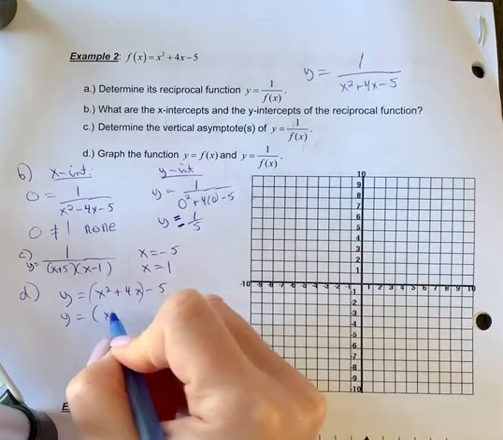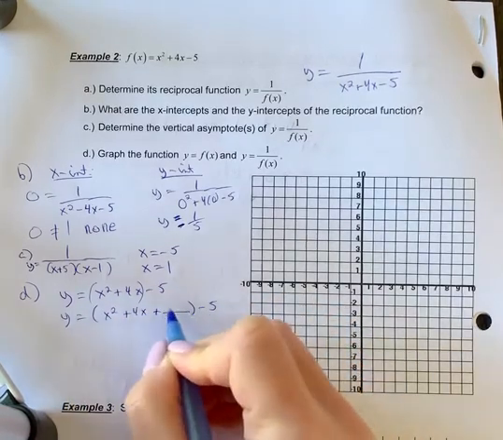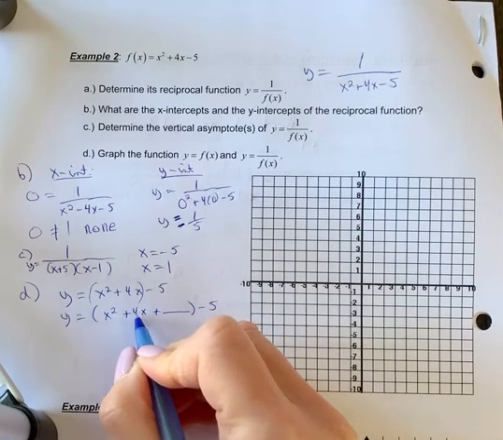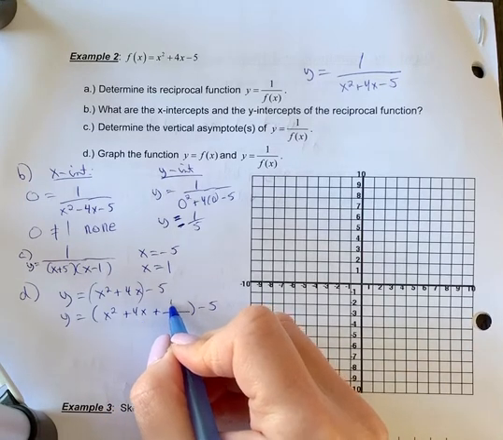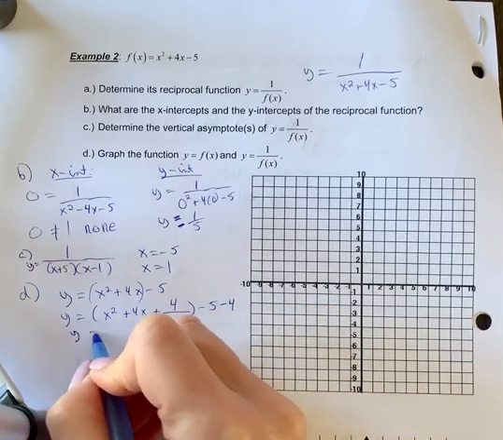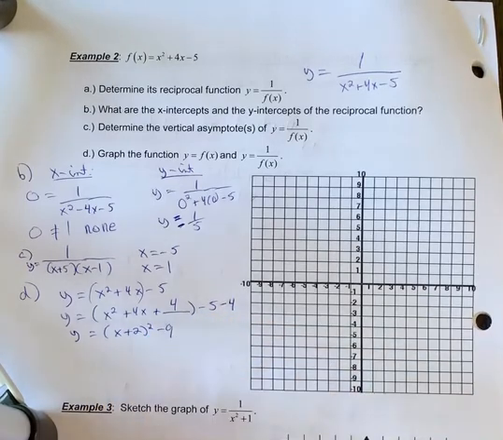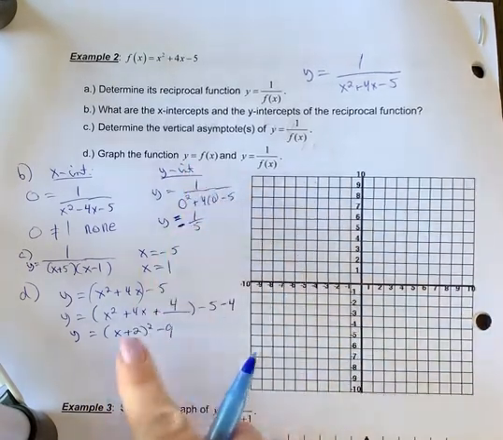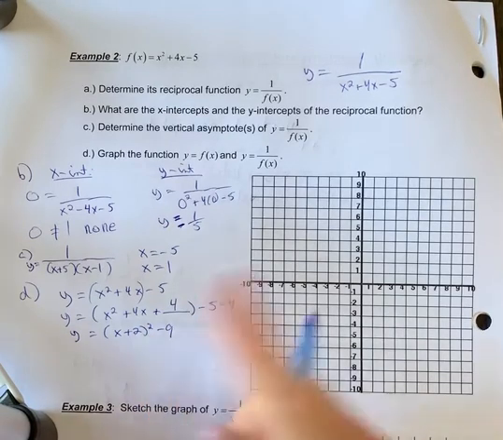So y equals x squared plus 4x plus a blank minus 5. So remember it's b, so 4 over 2 squared. So 4 over 2 is 2, 2 squared is 4. So you're going to add 4, subtract 4. So y is equal to x plus 2 squared minus 9. So let's graph this because it asks for the original one and I would need to do that anyway. So my vertex is at negative 2 and negative 9.